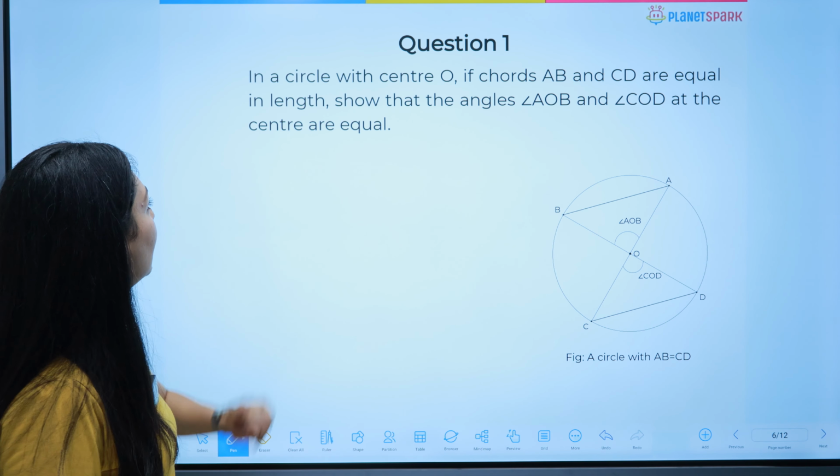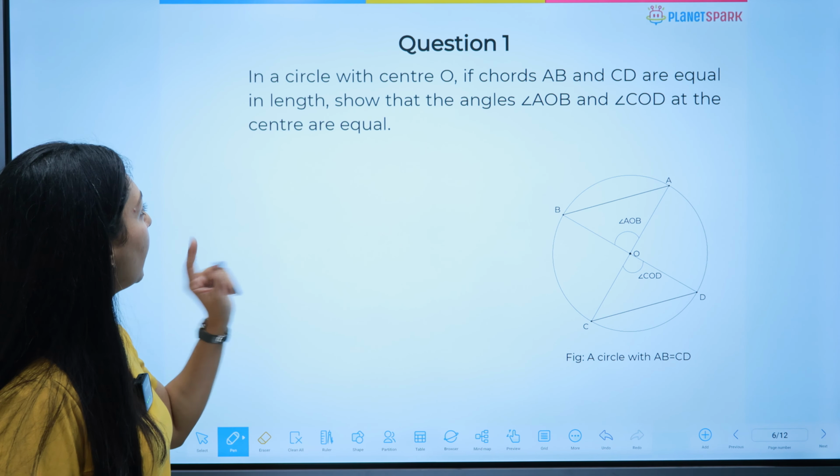Here we have first one. In a circle with center O, if chords AB and CD are equal, okay, AB and CD given hai equal. Show that the angles AOB and COD at the center are equal. That means the angles subtended by the chords at the center are equal. We just did the proof. Same thing we have to do here again, right?